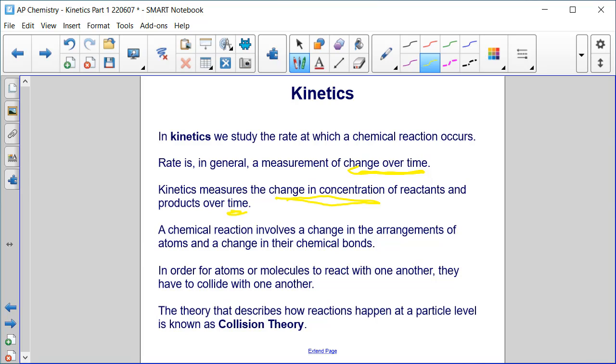A chemical reaction involves a change in the arrangements of atoms and a change in their chemical bonds, right? The atoms in a molecule break apart and rearrange themselves to form products. In order for atoms or molecules to react with one another, though, they have to collide with one another. The theory that describes how reactions happen at a particle level is known as collision theory.